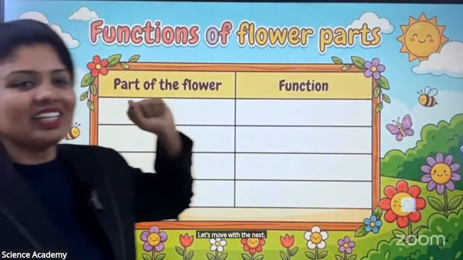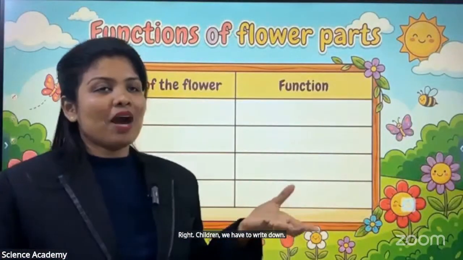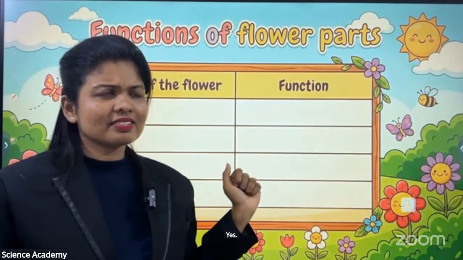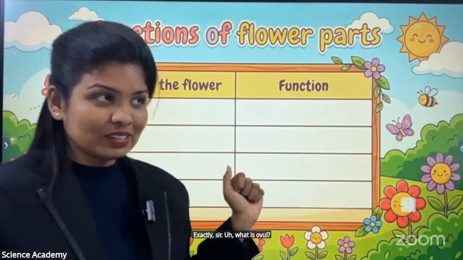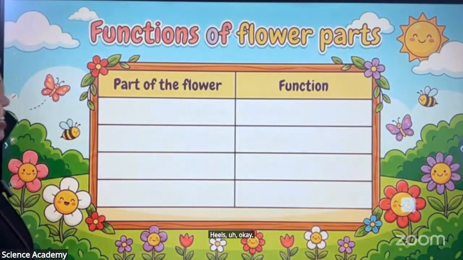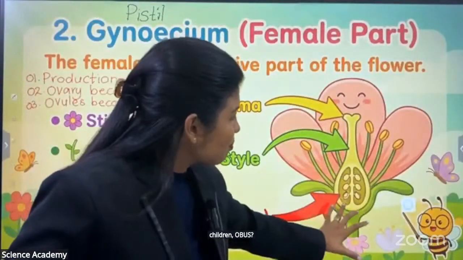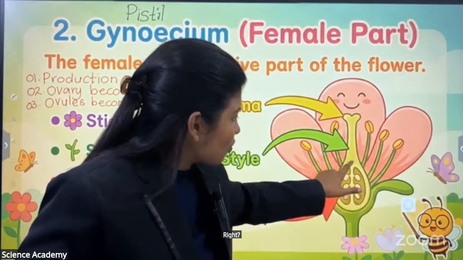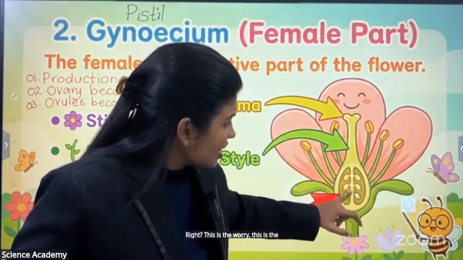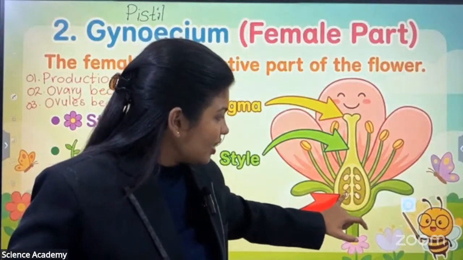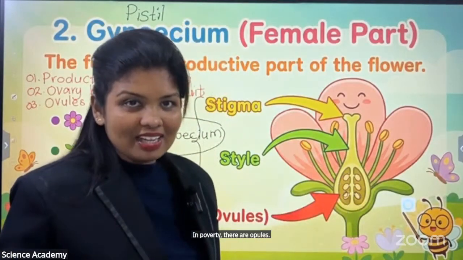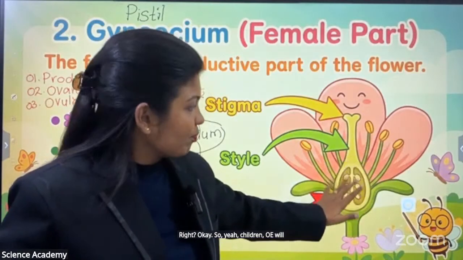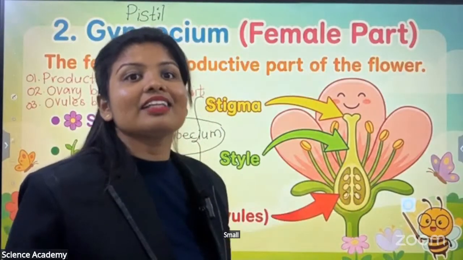Right. Children, we have to write down the parts of the flower. Yes. What is an ovule? Ovules. Okay. Children, ovules are present inside the ovary. Right? This is the ovary. Inside the ovary, there are ovules. So here, children, ovules are just like small parts inside the ovary.